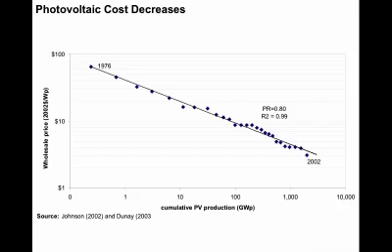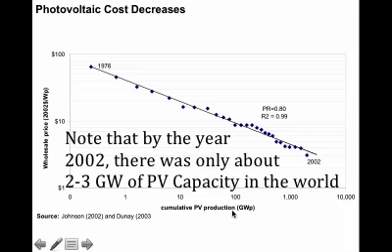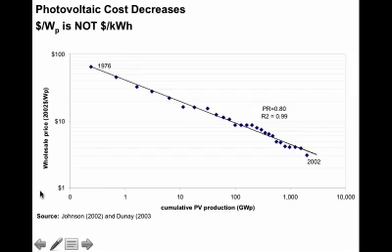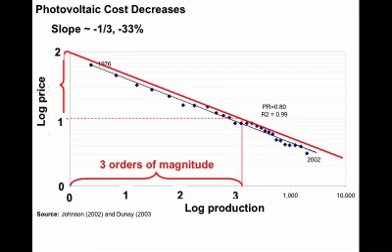And we can see this very clearly if we look at the wholesale price of photovoltaics as a function of how many photovoltaic cells have been produced total. And we see a very linear graph. Moore's law holds wonderfully. Keep in mind, this is dollars per watt and not dollars per kilowatt hour. This is just the capital cost. An analysis will show you that the slope of this graph is about negative 1/3.